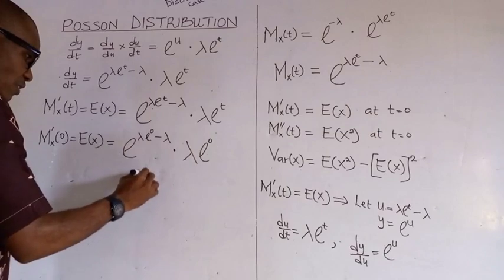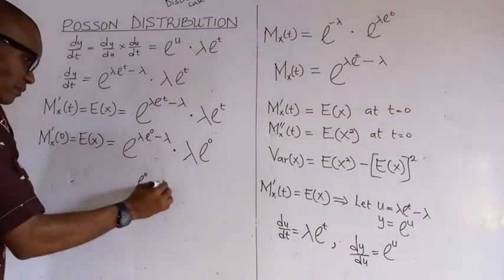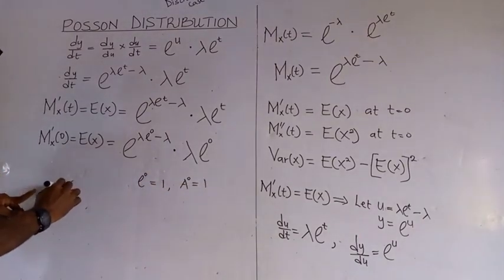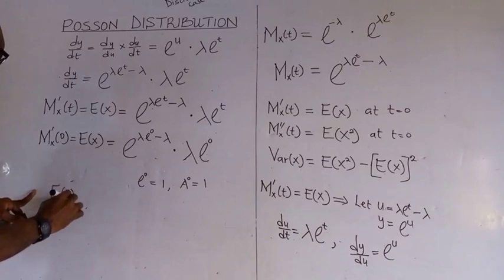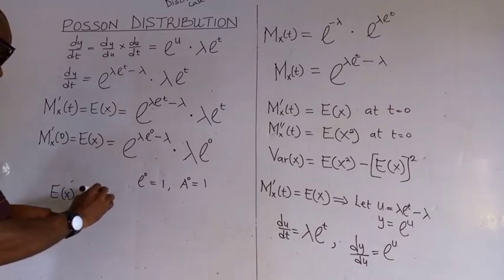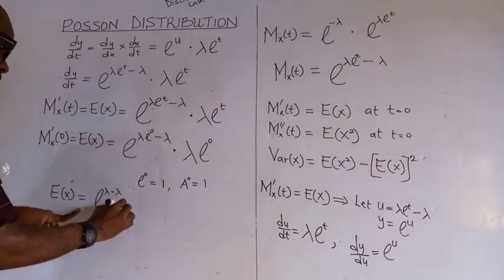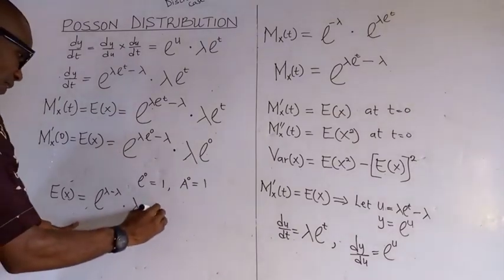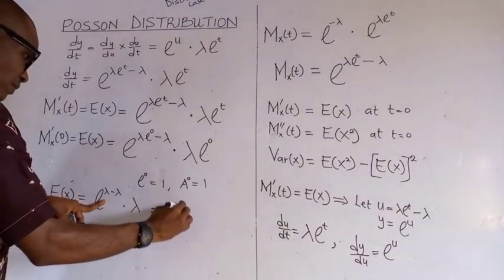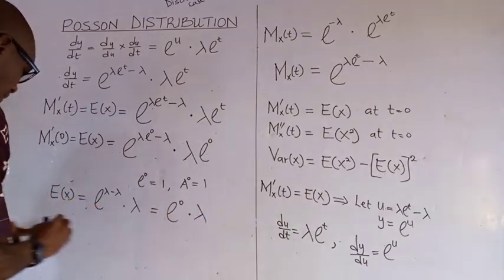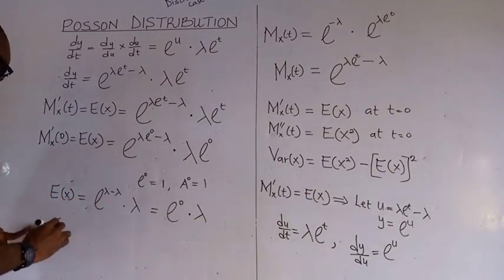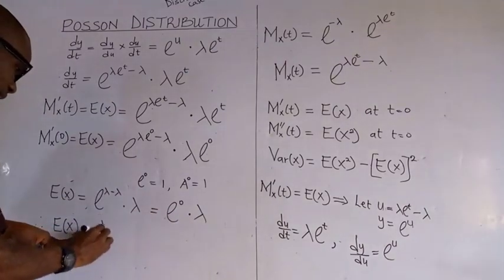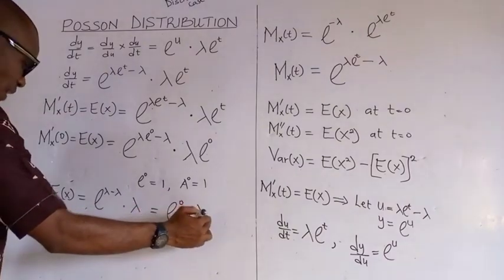Of course, e raised to the power of 0 is equal to 1, just like a raised to the power of 0 is equal to 1. So our expected value of x will be equal to e lambda minus lambda multiplied by lambda, because this is 1. That means the expected value of x for the Poisson distribution is lambda, because 1 multiplied by lambda is lambda.